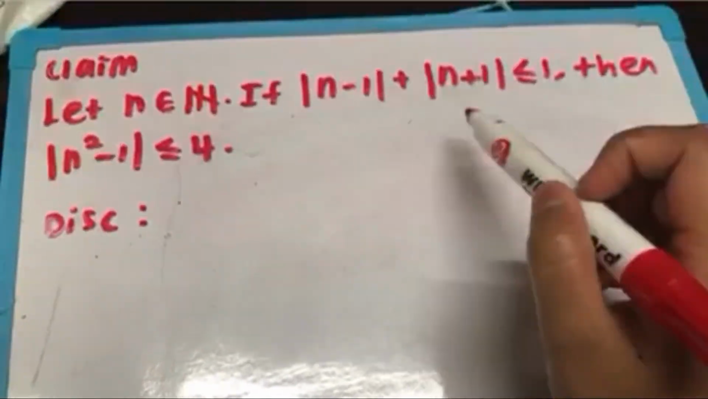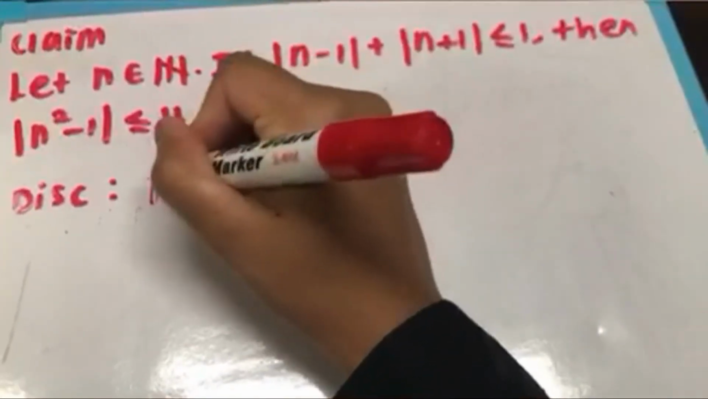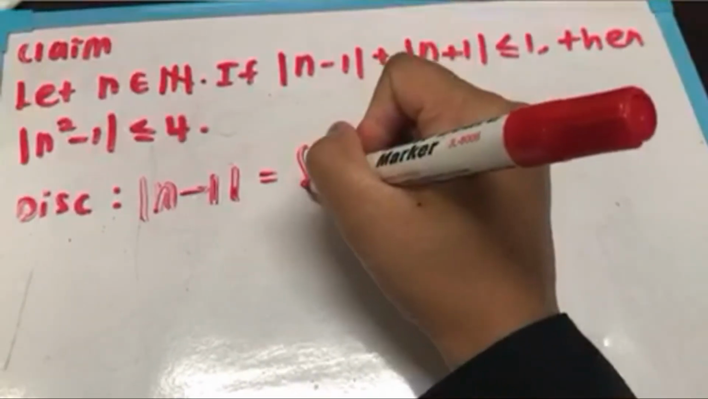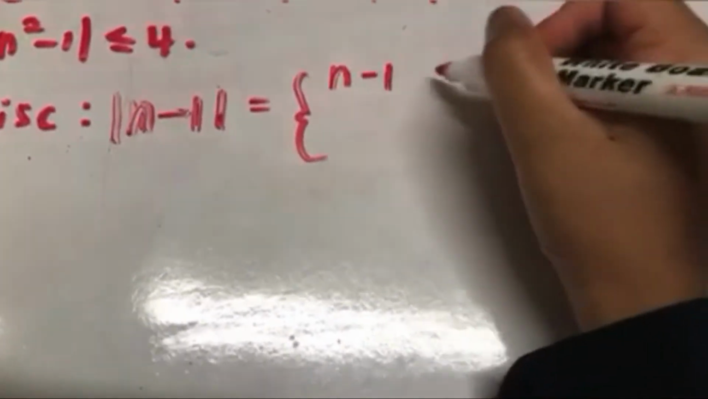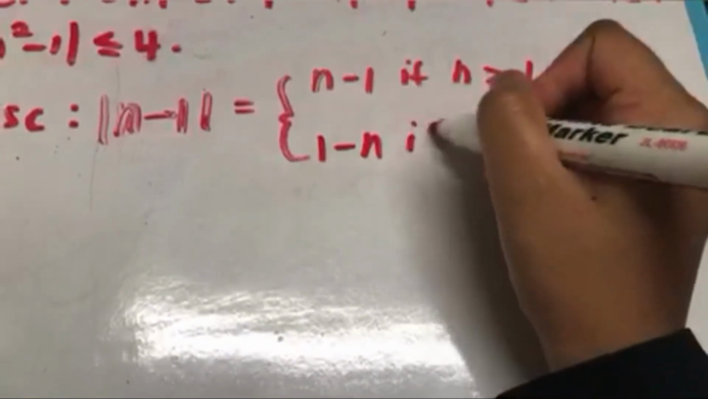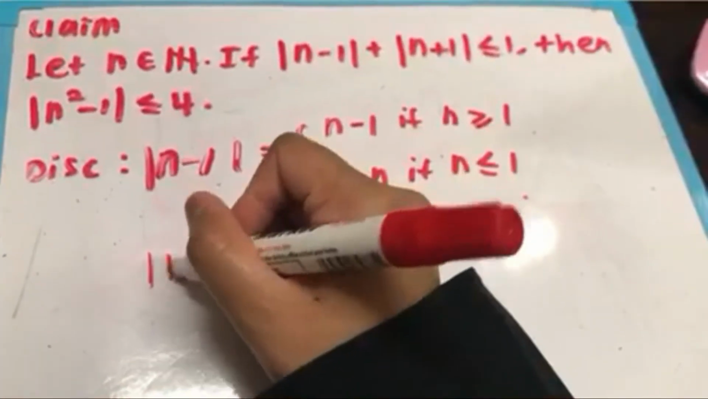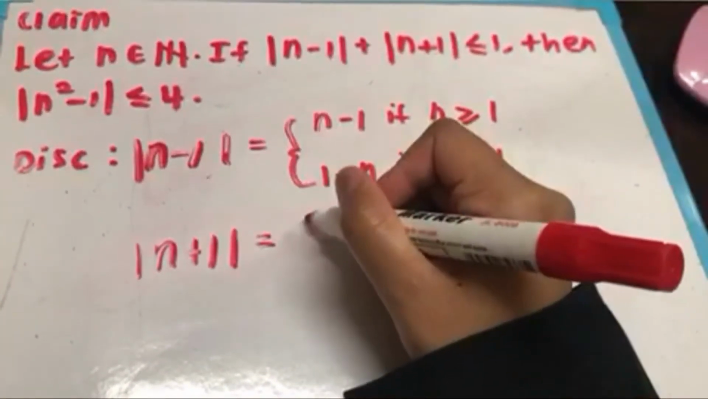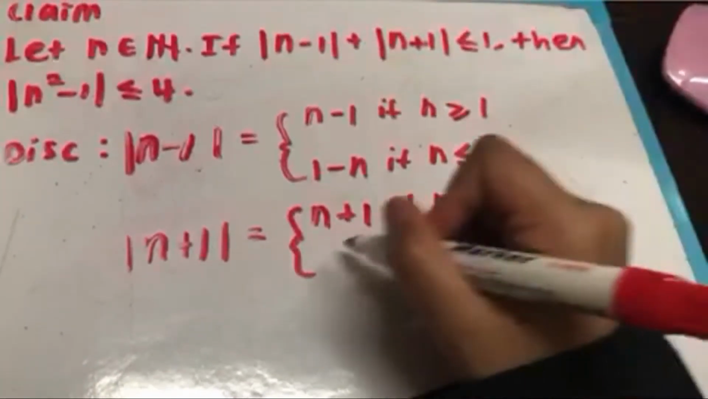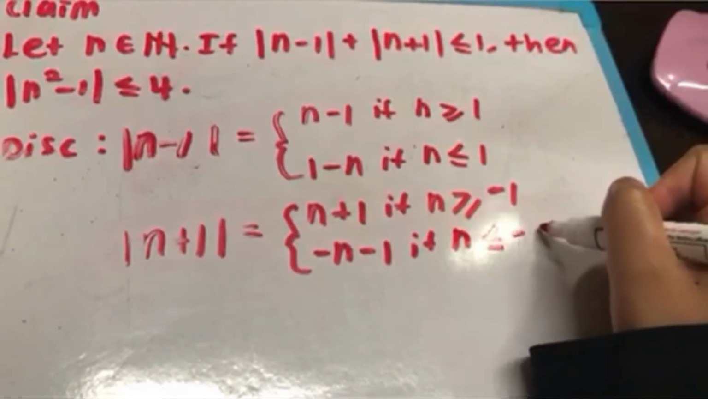Okay, to prove that the first claim is actually false, we need to do the case discussion. We take absolute value of n minus 1: it equals n minus 1 if n is greater than or equal to 1, and 1 minus n if n is less than or equal to 1. Okay, so we do the same thing to absolute value of n plus 1: it equals n plus 1 if n is greater than or equal to negative 1, and negative n minus 1 if n is less than or equal to negative 1.